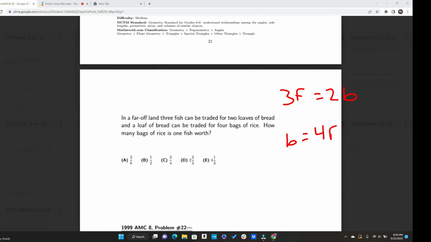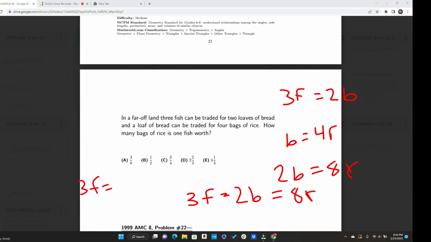That combines both of the ones that we have. So our top one has 2 breads. If we multiply the bottom one by 2, right, we'll now have 2 breads equals 8 rice, which is the same as 1 bread equaling 4 rice, right? So we can say that 3 fish equals 2 bread, and we know that 2 bread equals 8 rice. Perfect. Cutting out the middle just to find the ratio of rice to fish, because that's what we're asking for. 3 fish is the same as 8 rice.